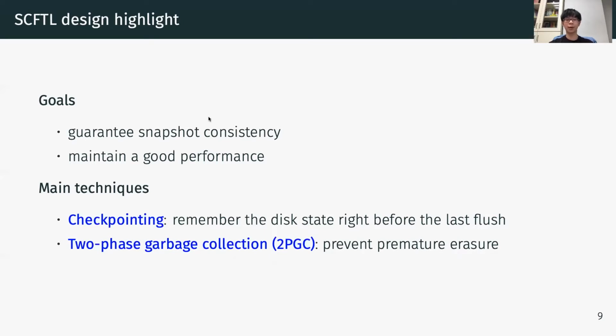To this end, SCFTL employs 2 main techniques, checkpointing and two-phase garbage collection. Checkpointing is used to remember the disk state right before the last flush, and two-phase garbage collection prevents an issue called premature erasure. Before we dive into the detail, I will briefly describe some flash memory and FTL basics.